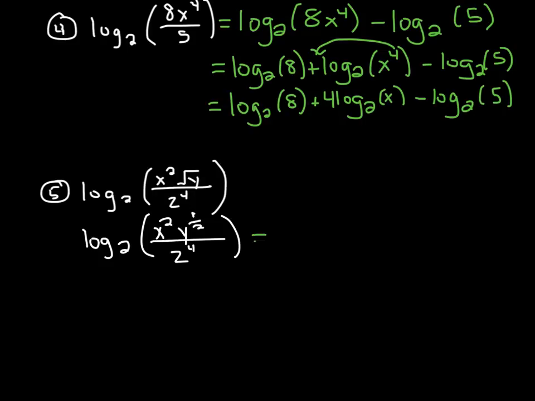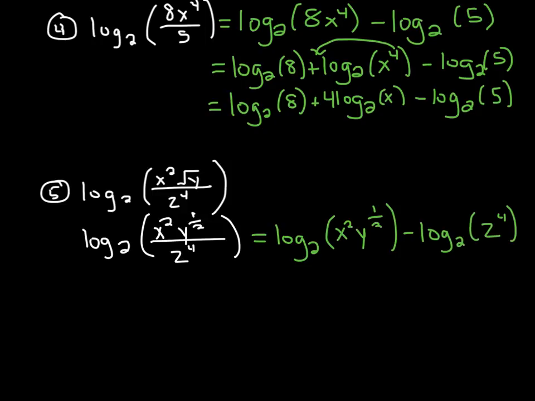Okay, so now from here, we have the x squared y to the 1/2 being divided by z to the 4th. So again, we can start this off the same way we started off number 4. We can break this up into 2 separate log expressions separated by a subtraction sign. So we'll have log to the base 2 of x squared y to the 1/2 minus log to the base 2 of z to the 4th. Because again, division allows us to break it up into 2 separate log expressions separated by a subtraction sign.